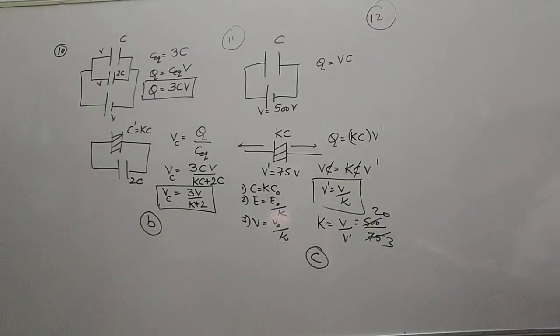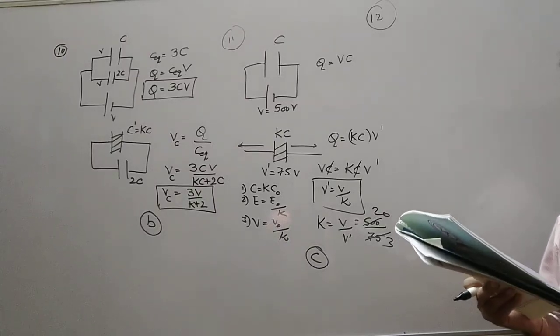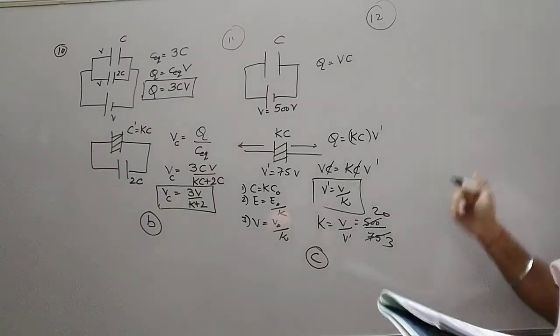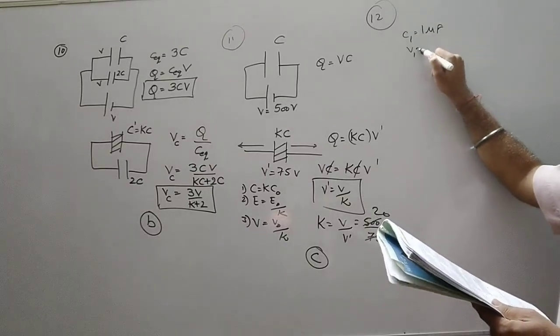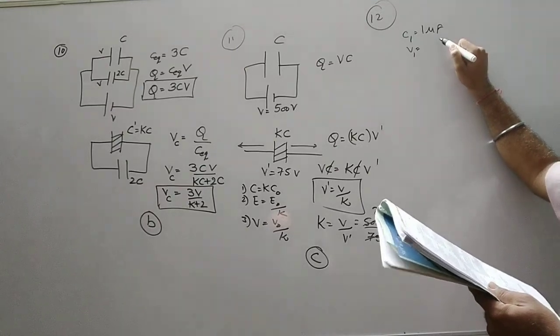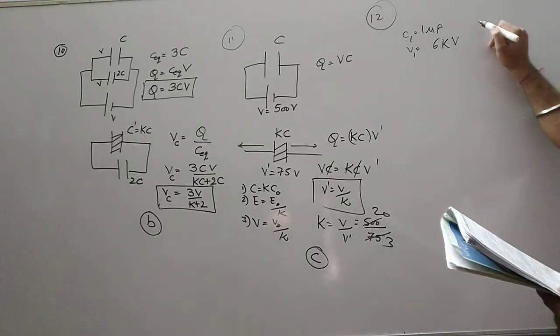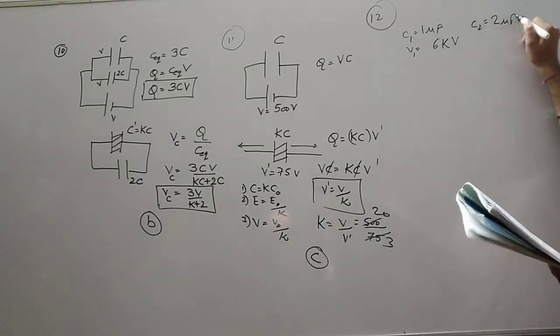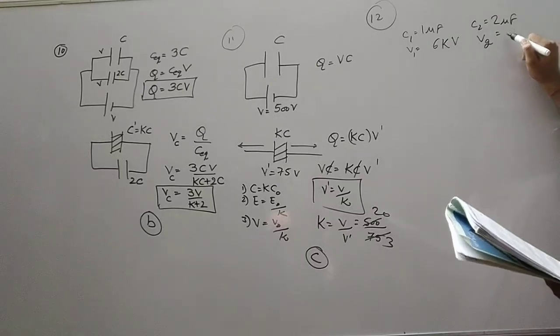A capacitor of 1 microfarad withstands a maximum voltage of 6 kilovolt, while another capacitor of 2 microfarad can withstand a maximum voltage of 5 kilovolt. So we have C1 equal to 1 microfarad and its maximum capacity to withstand is 6 kilovolt. Similarly, we have C2 equal to 2 microfarad. Its maximum capacity to withstand, without being damaged, is 4 kilovolt.